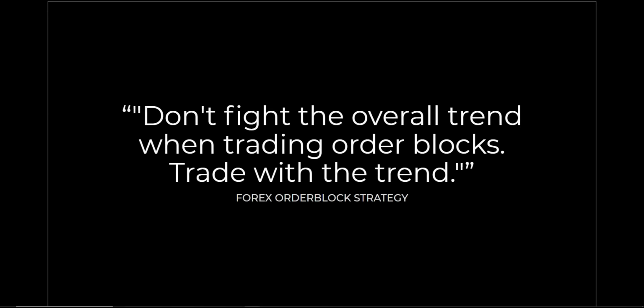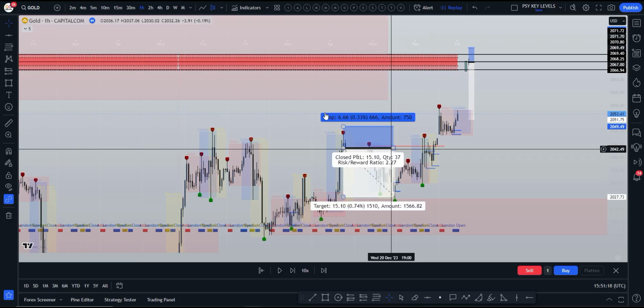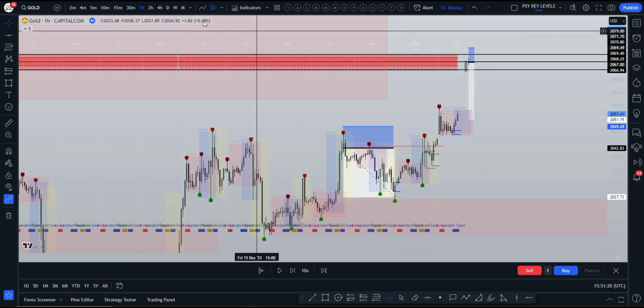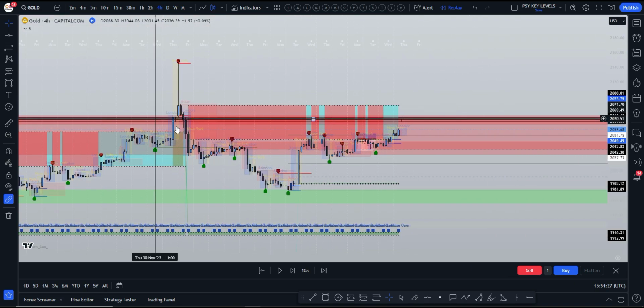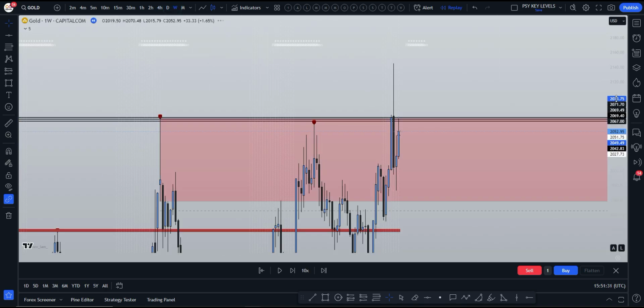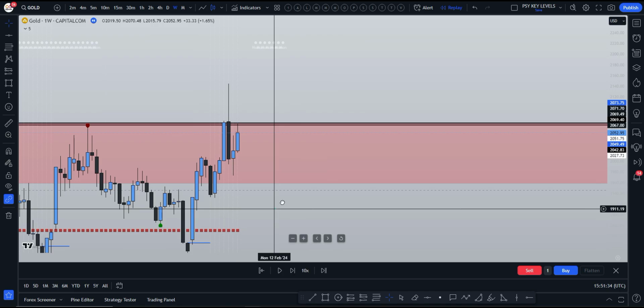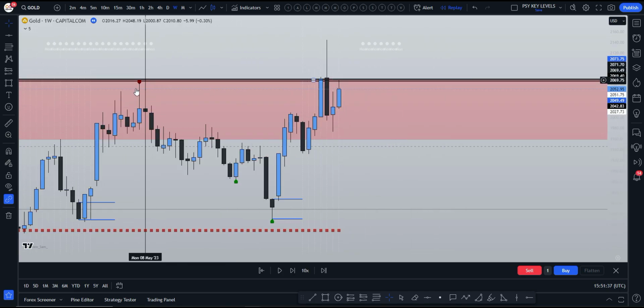Another thing I want to mention is to always find the overall trend when trading order blocks. Trade with the trend. So what we mean by that, guys, is let's see what the overall trend is. We went for a sell here, but let's see what the overall trend is. Okay, the market's going sideways, so in my eyes it's ranging. It's not going down, it's not going up, but let's see what the overall trend is. We've got a bigger time frame. Okay, overall trend, we've broken the highs here.